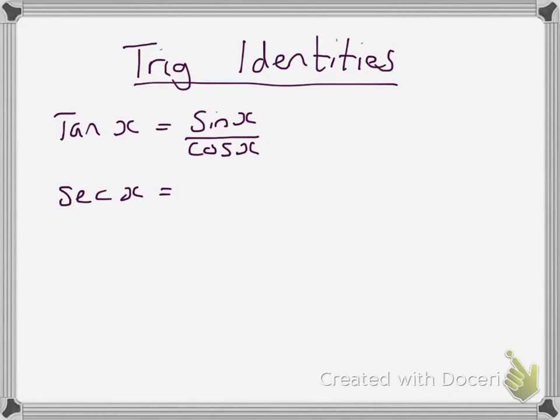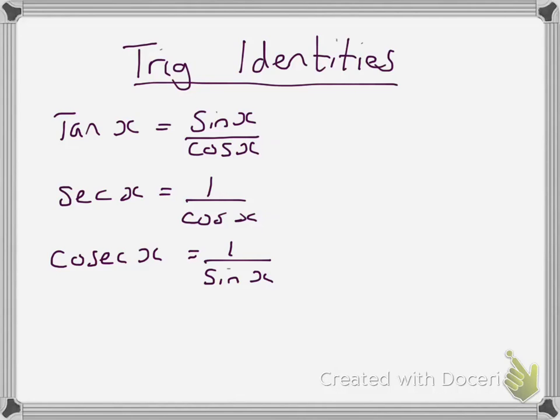There's something called sec x. Secant, or sec of x, is the same as 1 over cos of x. Cosec of x, cosecant, is the same as 1 over sine of x. And also cot of x, cotangent, is the same as 1 over tan of x. Those are important things to remember and will be useful in the future.